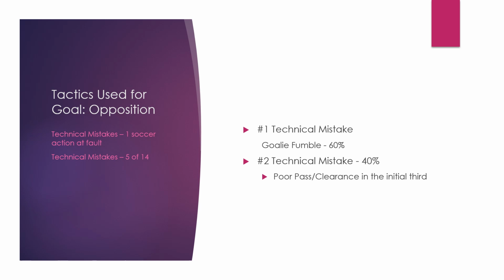It's just no one cares that the striker missed the ball wide. Okay, no one remembers that, but man, unfortunately, you'll remember when the goalie fumbles the ball in the back of the net. 60% of the technical mistakes are from the goalie. The next one is technical mistake number 2, poor pass or clearance in the initial third.